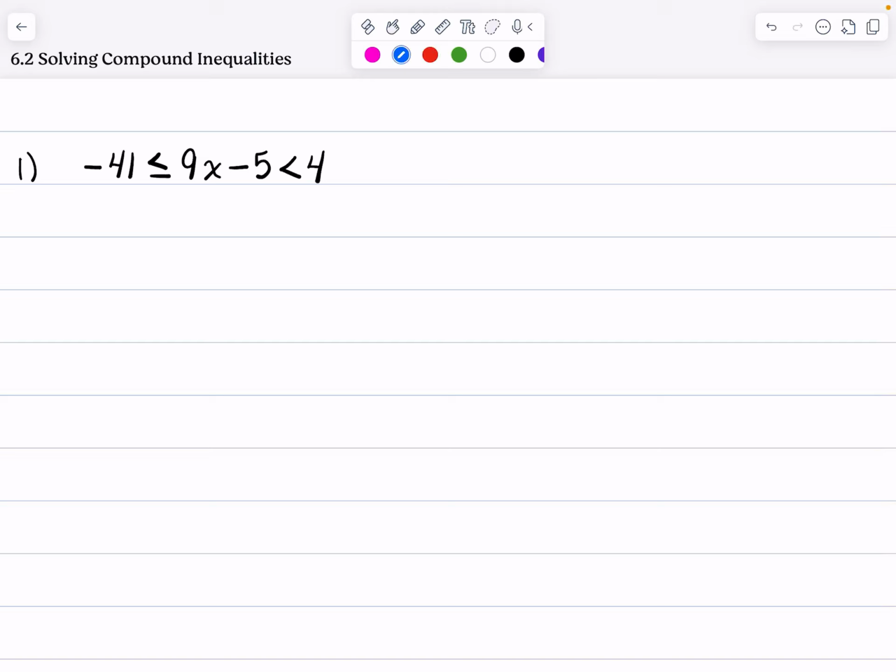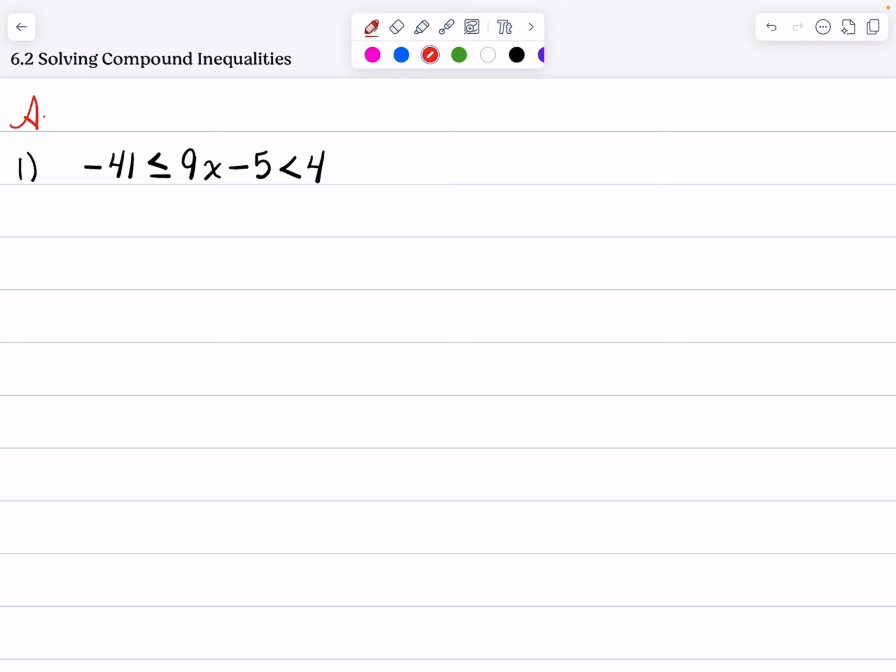Hi all, let's go ahead and get started with 6.2, solving some compound inequalities. There's 4 examples that I'm going to be working on here, so let's go ahead and jump in with number 1. Now on number 1, notice that it does not say or, so we already know that this one is an and inequality.